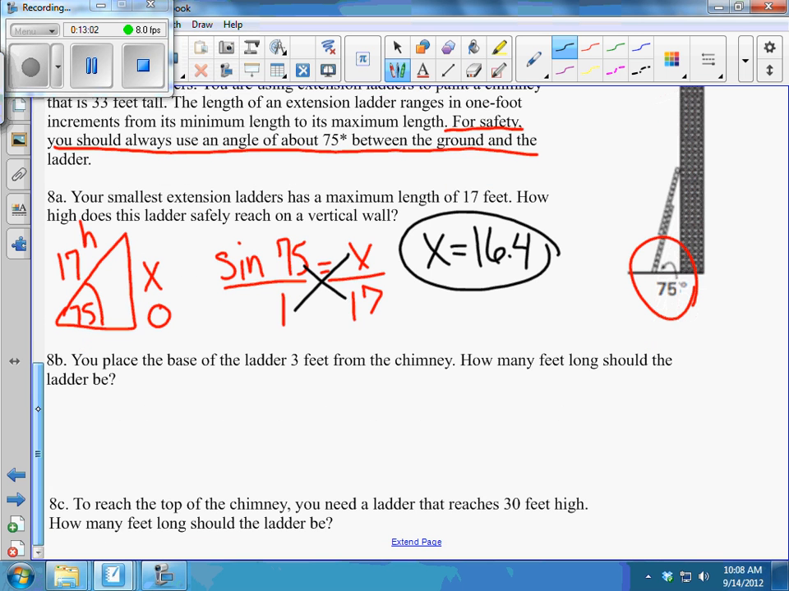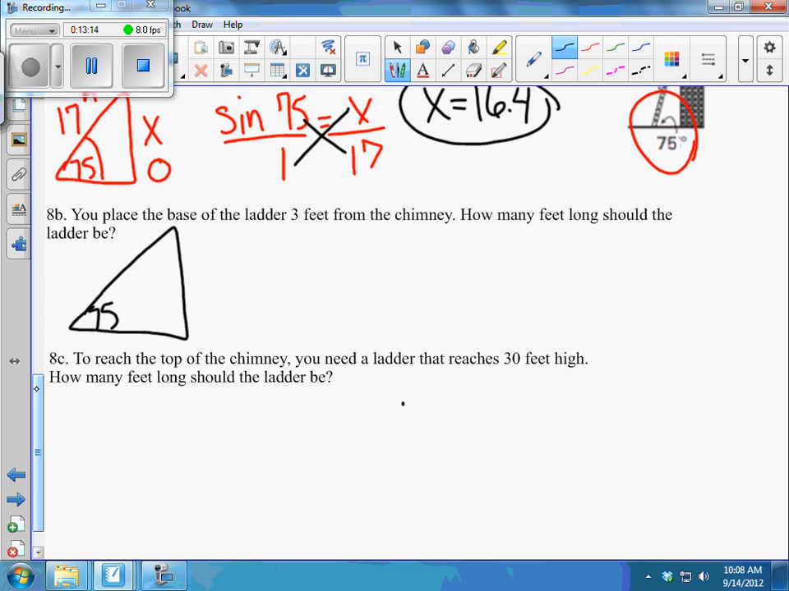All right, 8b. So in 8b, same triangle. I have 75 down here, and it says you place the base of the ladder 3 feet from the chimney. So that means for this one, that my 3 is going to go here. How many feet long should the ladder be? There's my ladder, so that's going to be my x. And again, based on this picture, x is my hypotenuse, 3 is adjacent, so with A and H, I go to cosine. And it's cosine of my angle equals 3 over x.